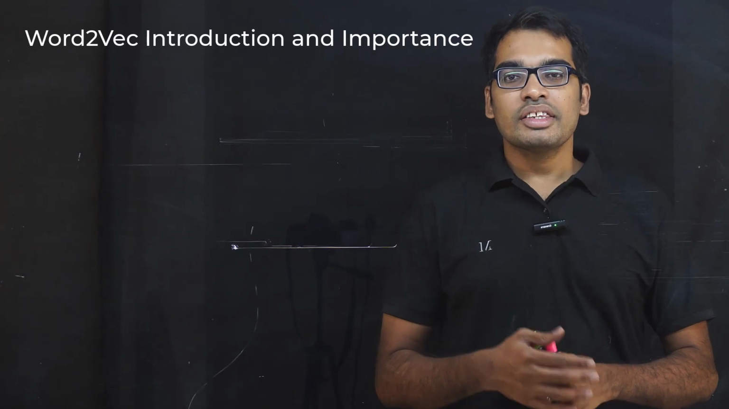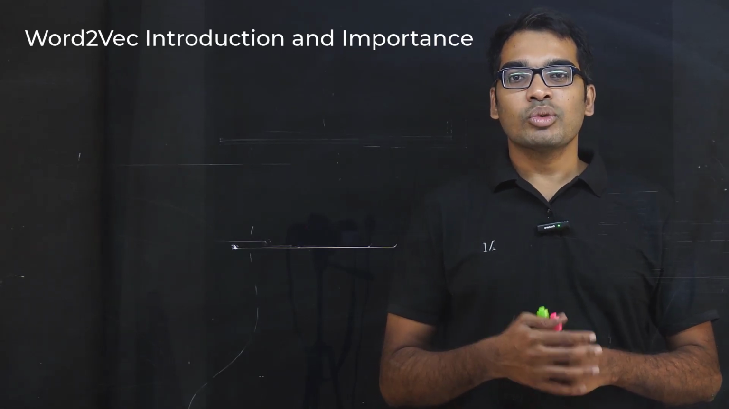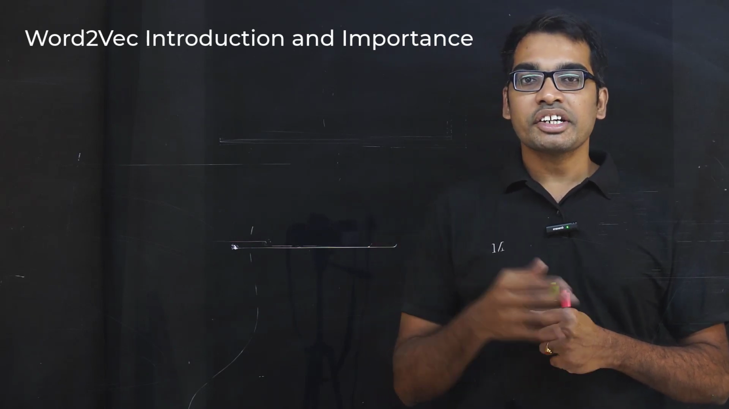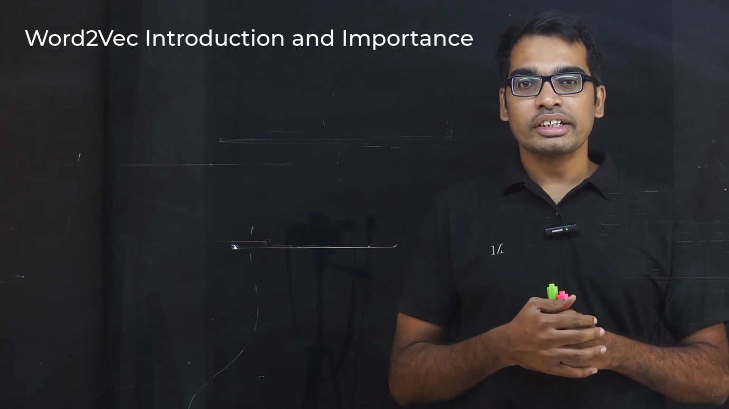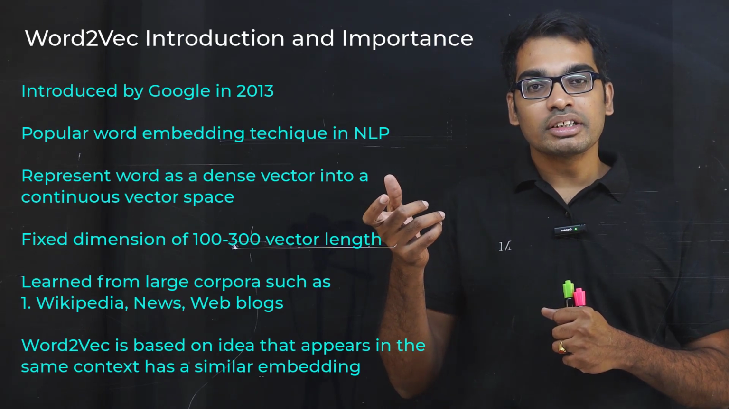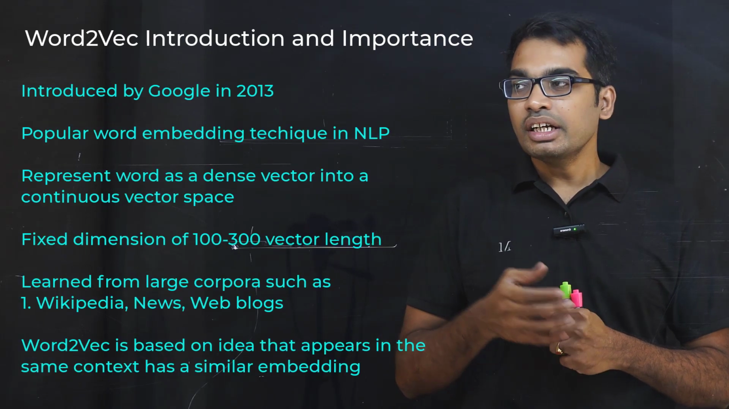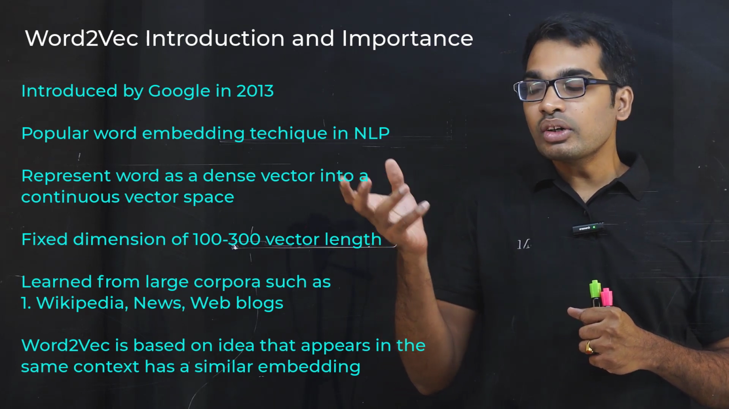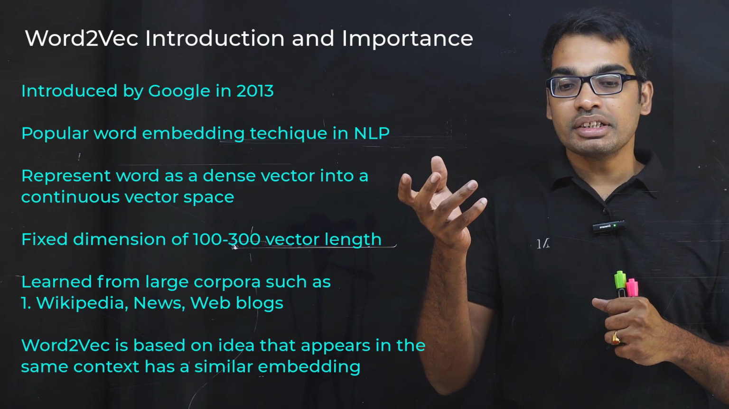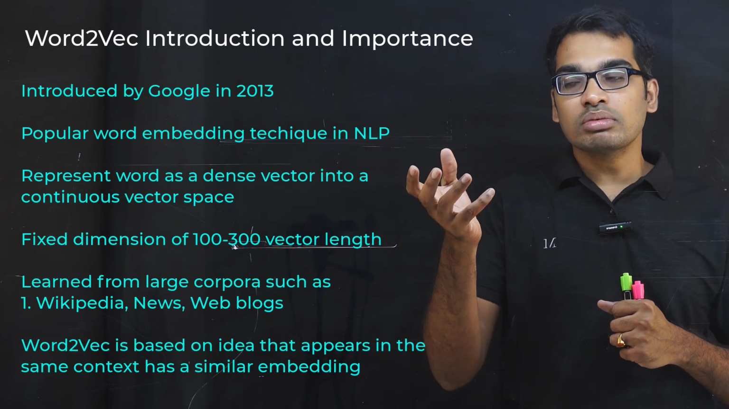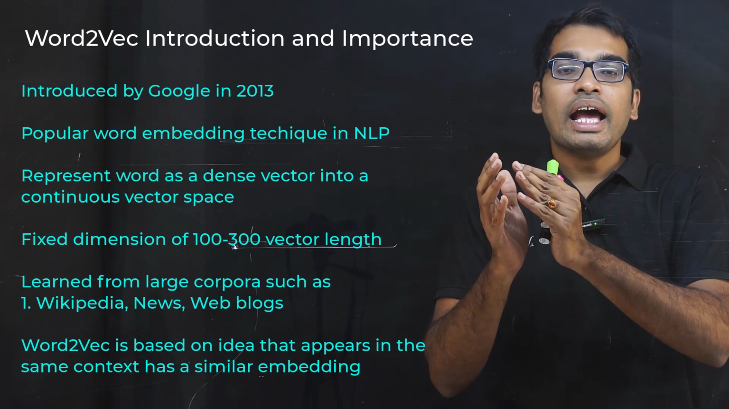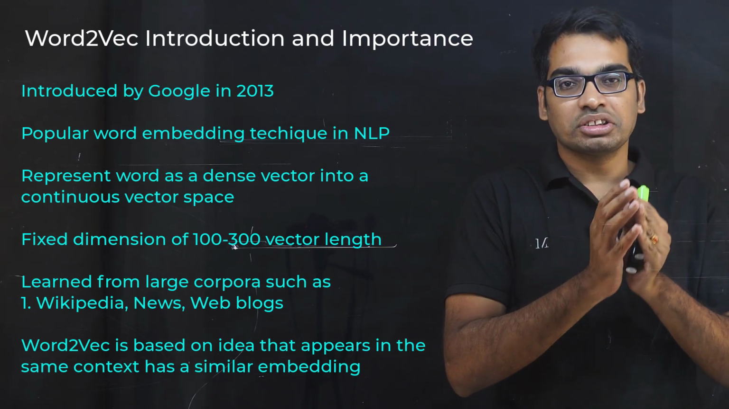Hi everyone. In this lecture, we will discuss Word2Vec and its importance. Word2Vec was introduced by Google in 2013, and it is one of the popular word embeddings in the NLP space. Every word is projected into a continuous space, so every word has its own vector dimensions.